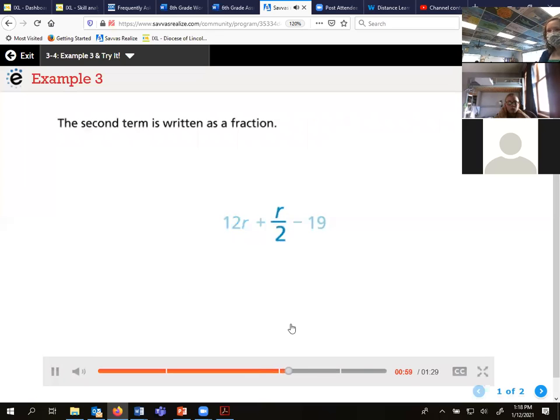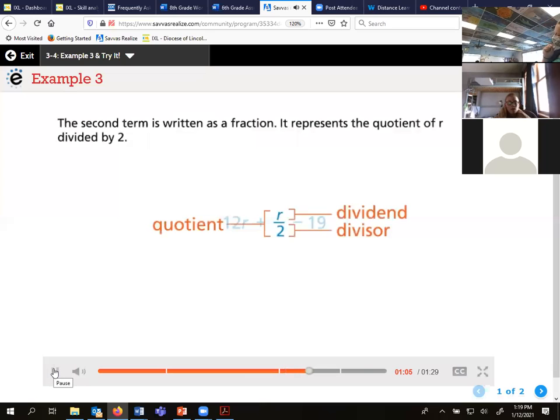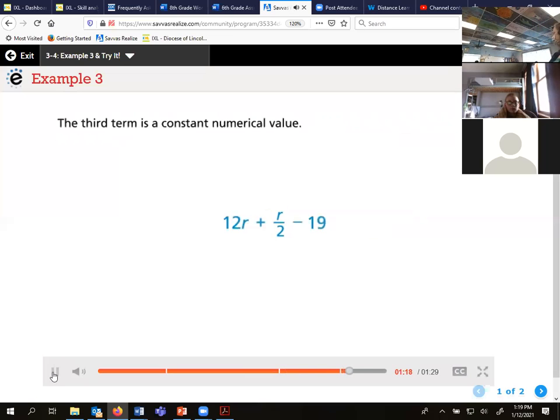The second term is written as a fraction. Which means what? What are we doing here? What kind of math? Josie? Dividing. It represents the quotient of r divided by 2. Remember that a fraction bar also means divide. The term 19 is a constant numerical value. The three terms of this expression include a product, a quotient, and a constant value.